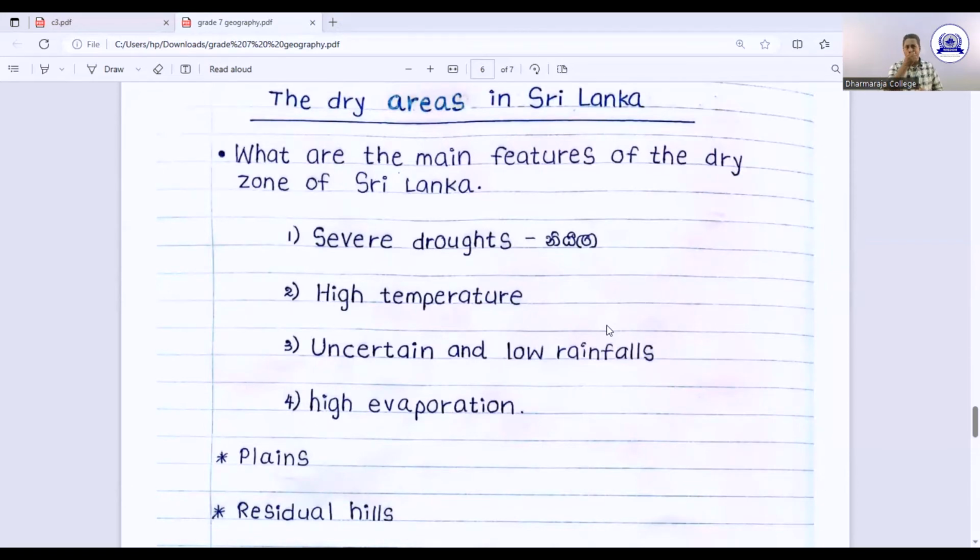Okay, the dry areas. What are the main features of the dry areas? I told you: high temperature, very hot, more than 27 degrees Celsius. Then high evaporation. The plants don't have big leaves. Why? Evaporation is very high. The plants have small leaves, like cactus. Then less rainfall, poor rains, occasional rains.